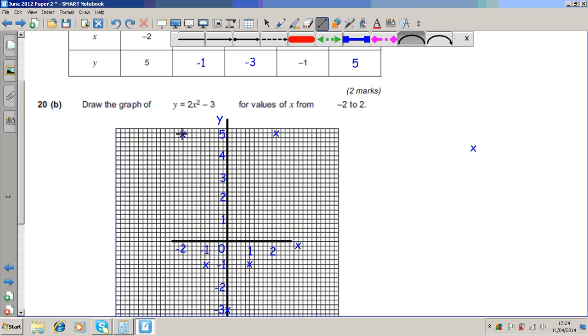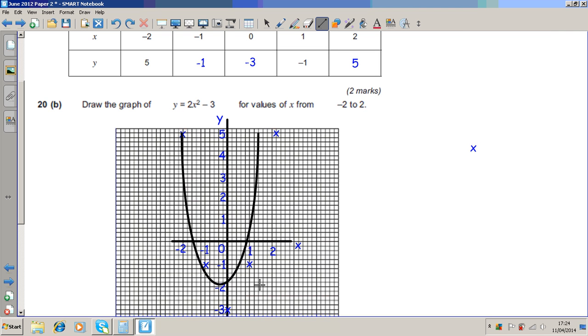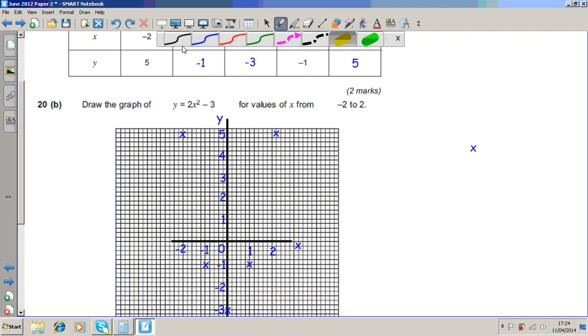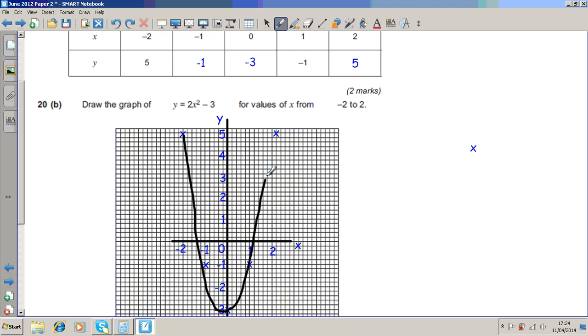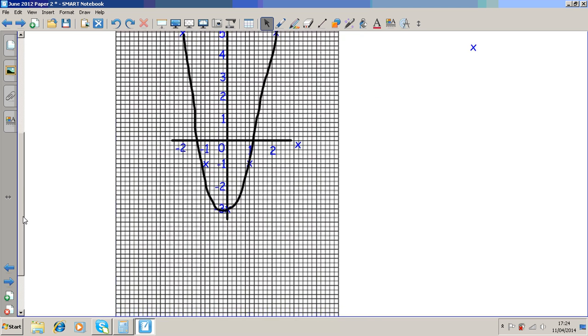Now, don't dot to dot these, you need a nice arch that goes through them all. I'm going to struggle to do mine. No, that's not going to work. I'll try and do it with a pen. So nice curve, smooth curve through there and back up to the top. We've got there. I've not done mine too well, but hopefully you'll get a nice U shape going on there.